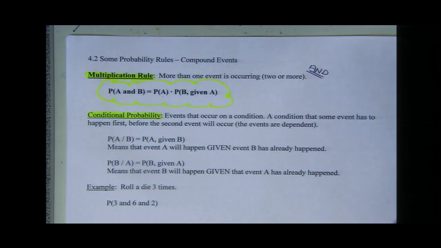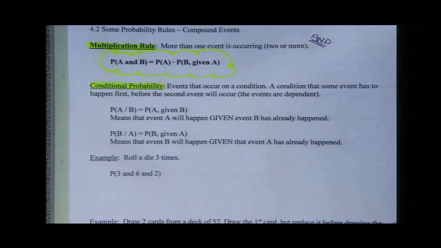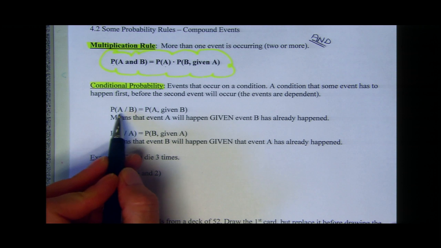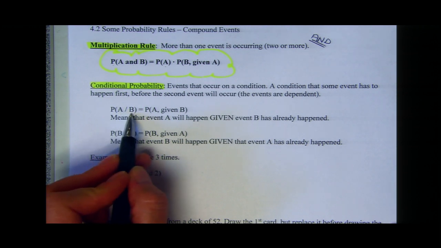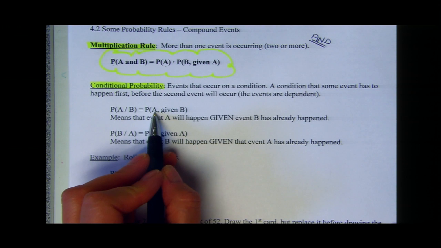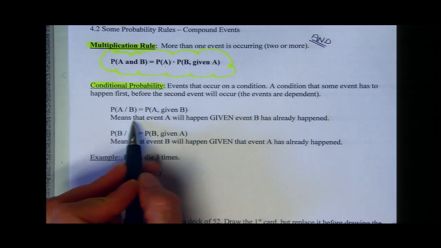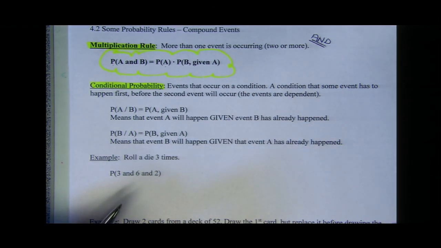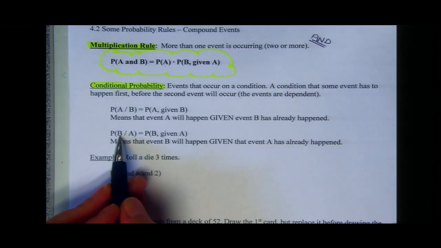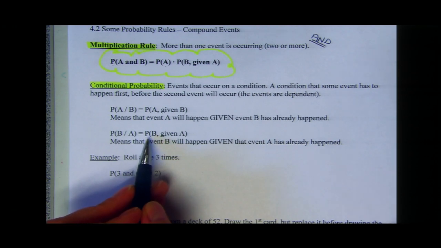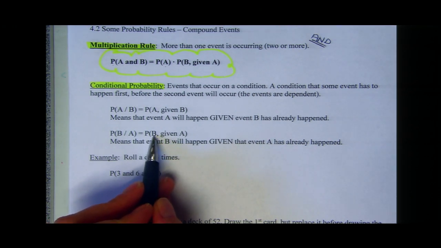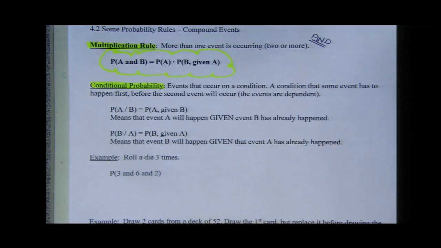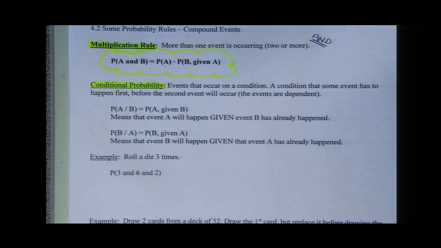Sometimes a secondary way in which you will see it written is P of event A slash B. This means the same thing as the probability of A given that B occurs, so event A will happen given event B has already happened. Then we have the probability of B slash A, and it's the same thing just in reverse, the probability of event B given A. So this means that event B will happen given that A has already happened. So let's apply this multiplication rule.